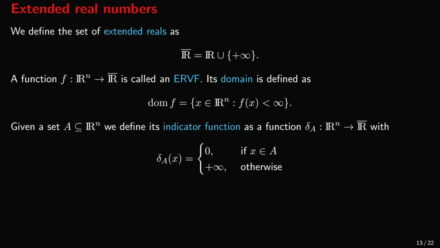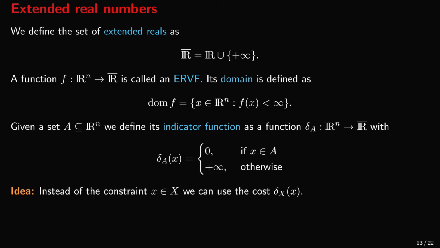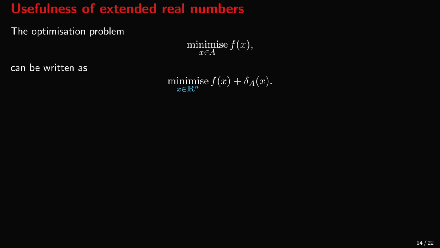Given a set A, we define its indicator function, denoted by delta subscript A, to be an extended real valued function which is equal to 0 if we are inside A and plus infinity if we are outside of it. This is an extended real valued function with domain the set A. The idea is that instead of imposing the constraint x is inside X, we can use the cost function delta X. So for example, take this optimization problem. Minimize f subject to x is in A. This can be written equivalently as minimize f plus the indicator function of A and without any additional constraints.